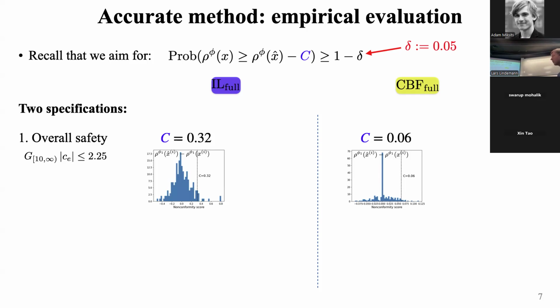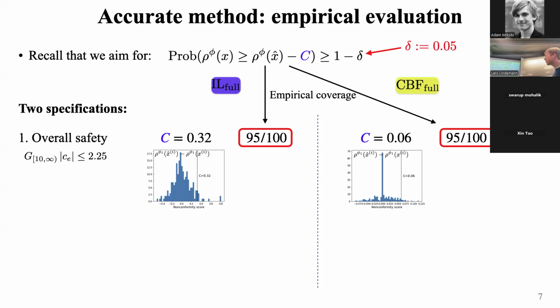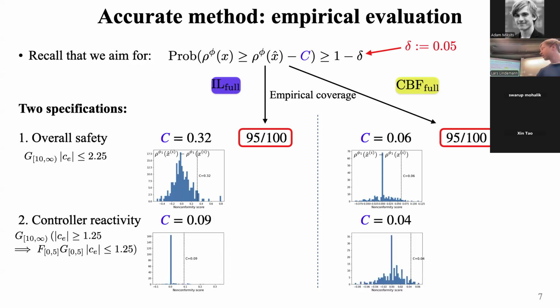Histograms of the non-conformity scores are plotted here. Importantly, the confidence, this calibration constant C for the imitation learning controller, is much larger. So there's more uncertainty involved. While here, the C for the CBF controller is quite low, giving you much less uncertainty. We also did an empirical comparison here. We had 95% coverage also empirically, so this checks out.